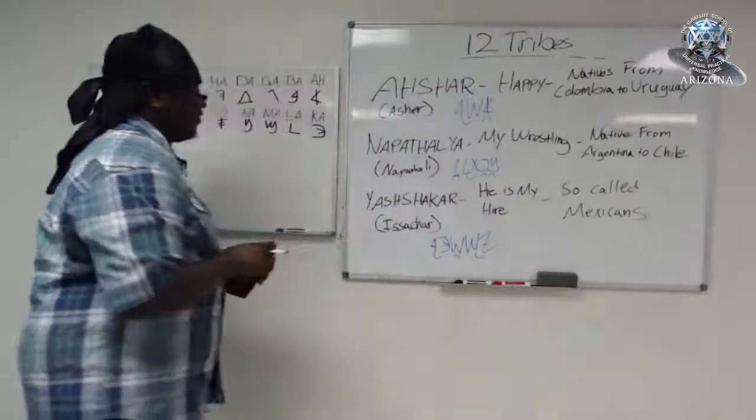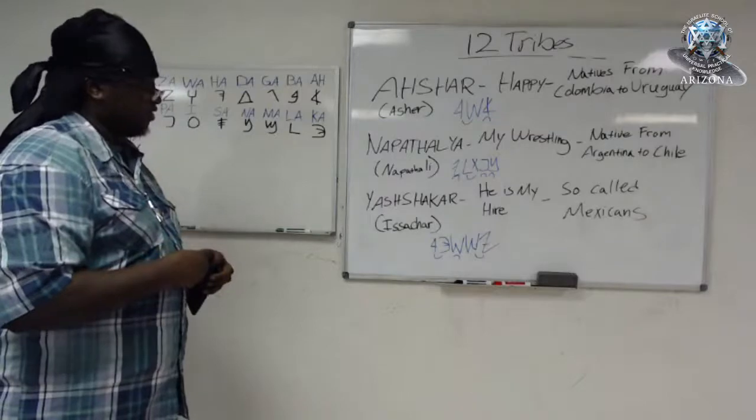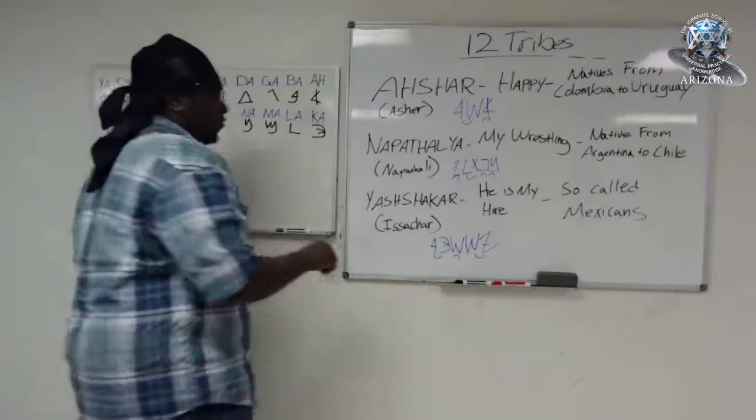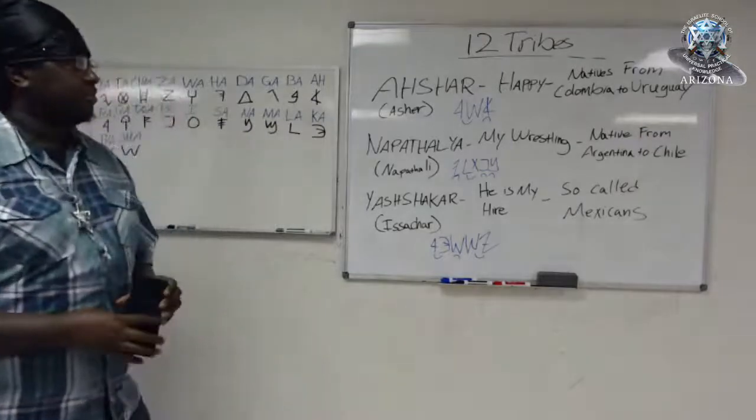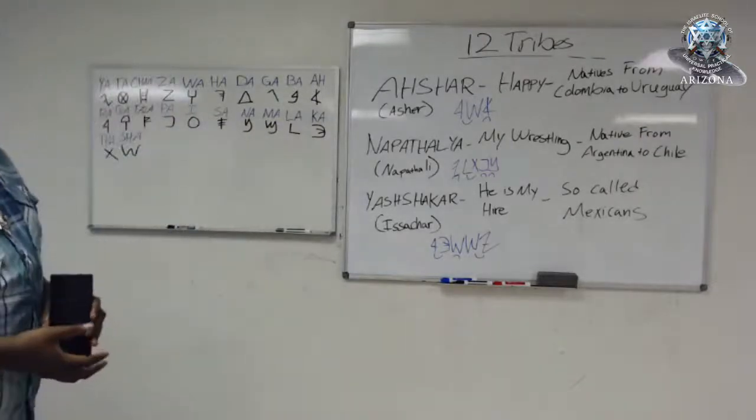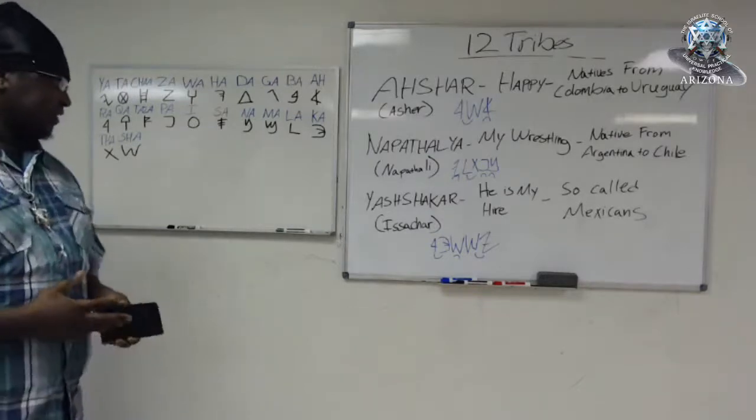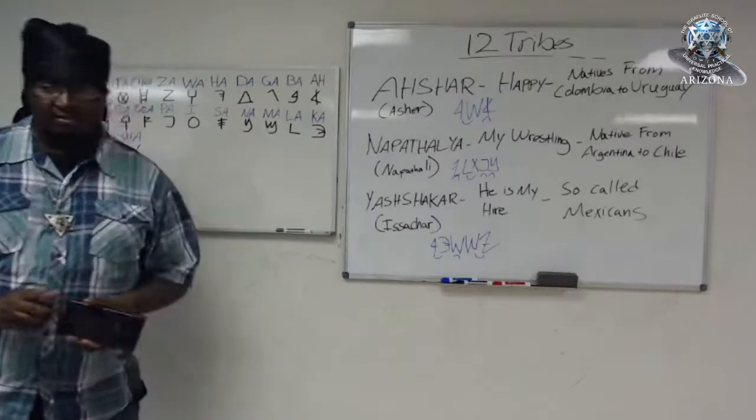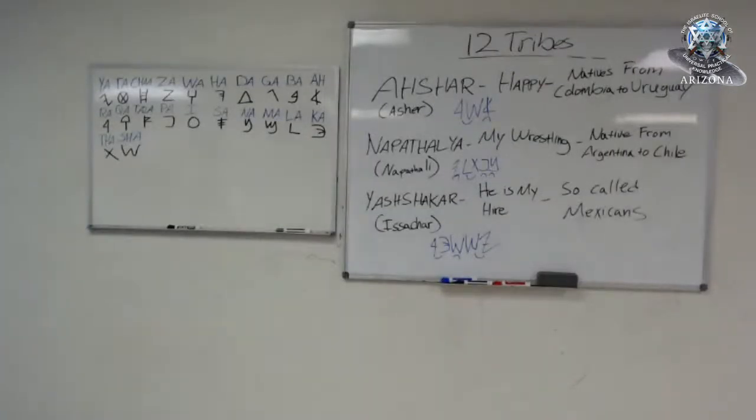All right, so Asher, Naftali, and Issachar. The spellings up there. Asher's people are from Colombia to Uruguay. Naftali is a native, some people from the slave trade from Argentina to Chile. And Yashikar is the so-called Mexicans. Time to write that all down. We'll move on.